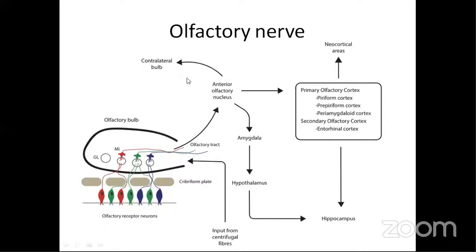Then from the primary olfactory cortex, some neurons go medially and synapse in the amygdala, hypothalamus, and then hippocampus, and some go laterally and synapse in the secondary olfactory cortex of the brain in the temporal lobe, which I'll show later.